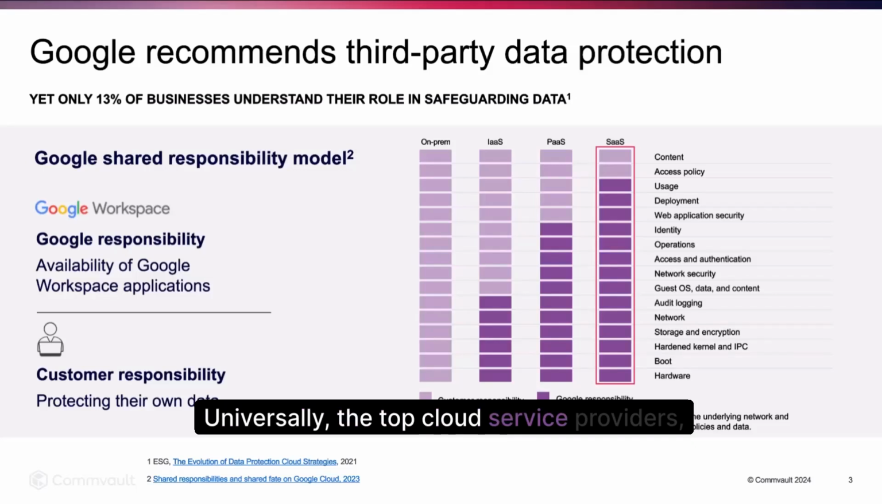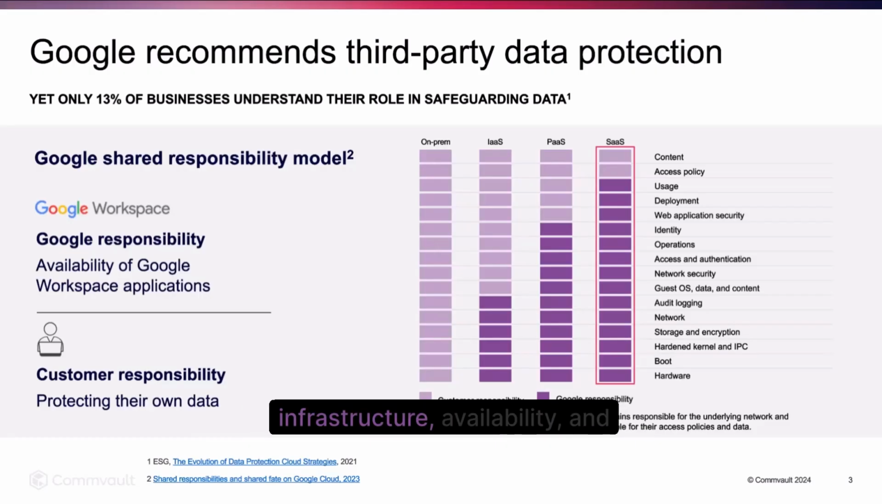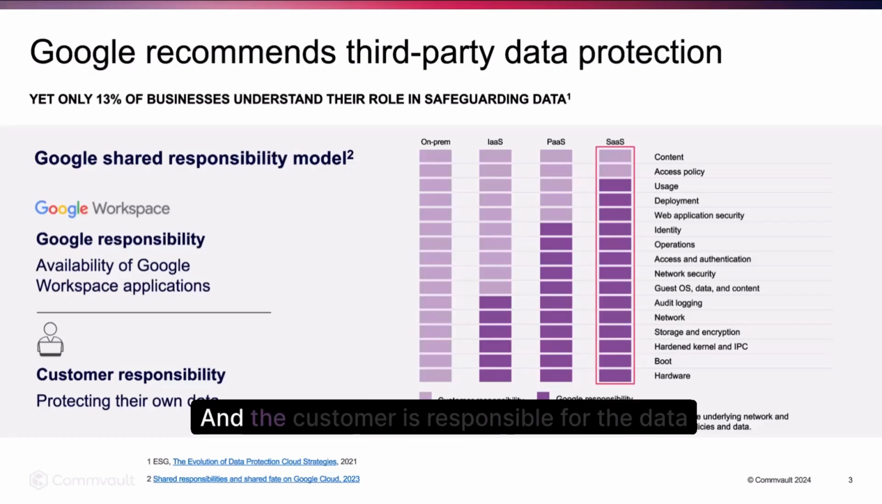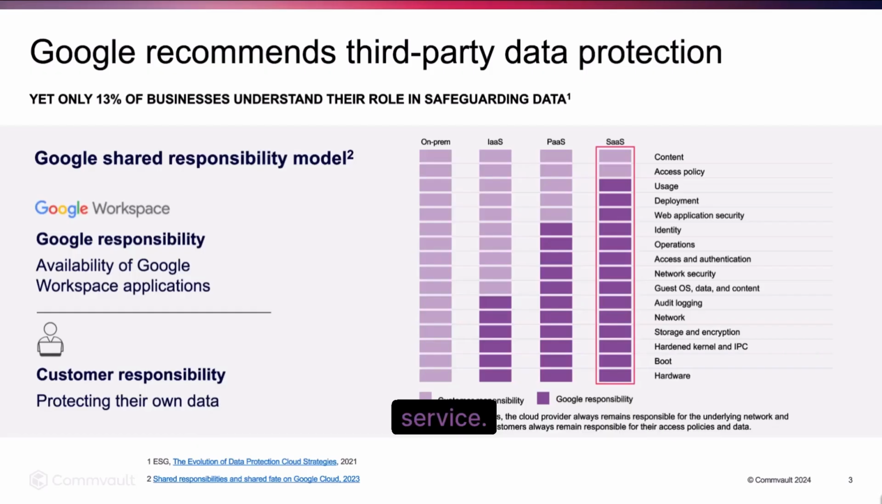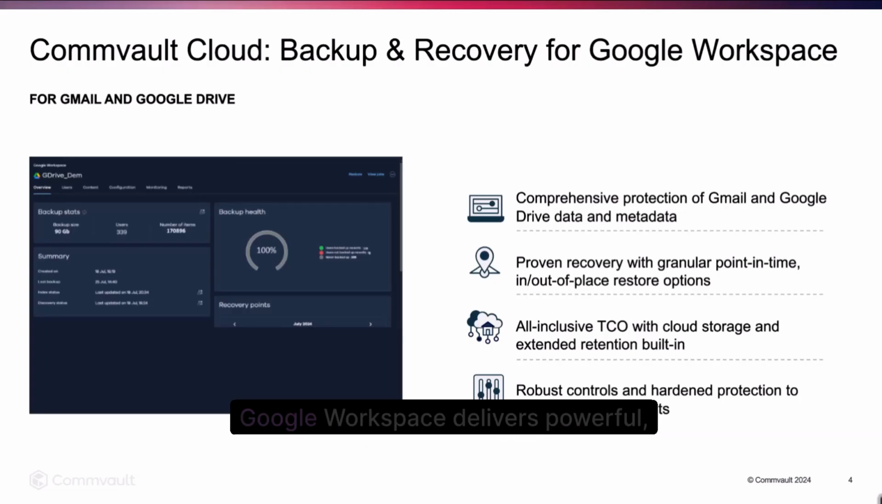Universally, the top cloud service providers, including Google, follow a shared responsibility model where they are responsible for their SaaS services infrastructure, availability, and performance, and the customer is responsible for the data entering, living in, and leaving the SaaS service.